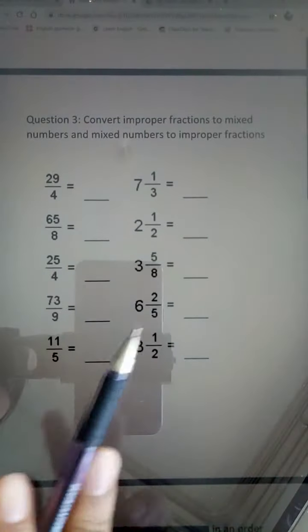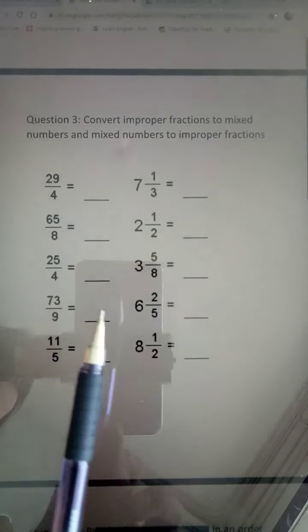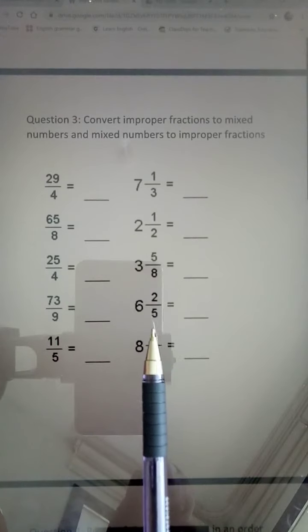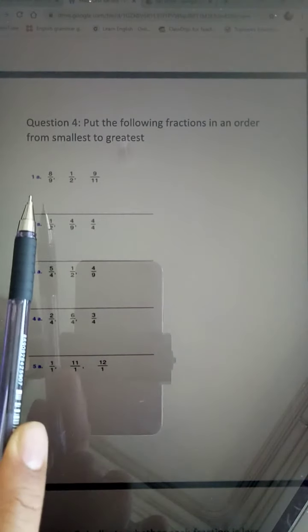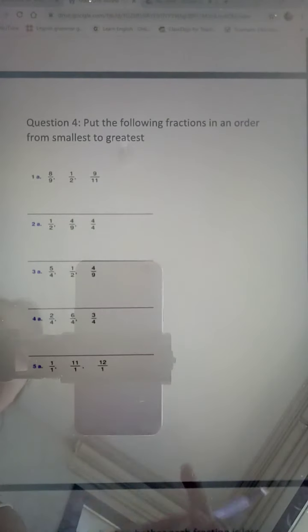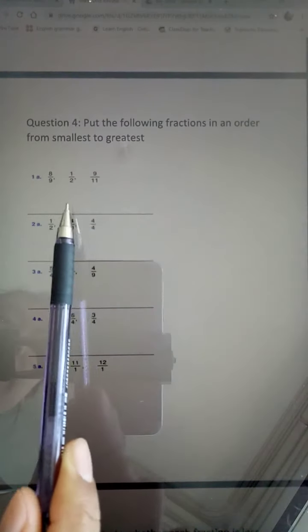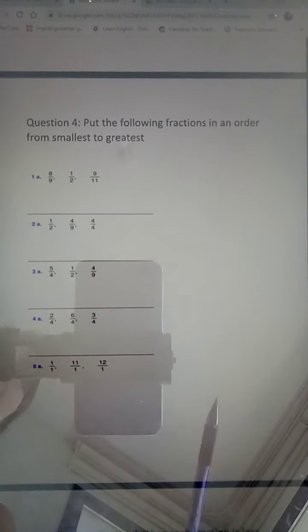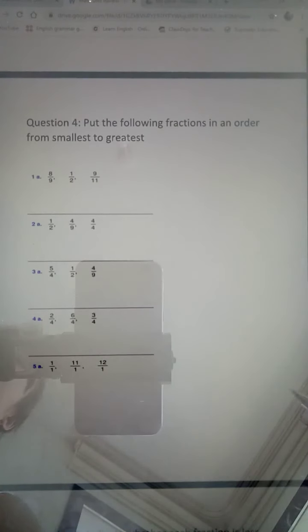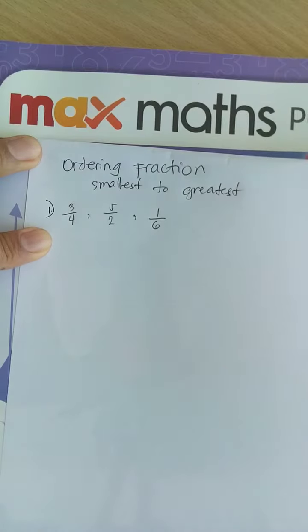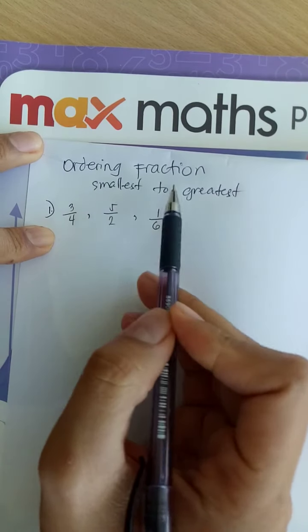Okay, so that's how you answer these two activities: converting an improper fraction to a mixed fraction and converting a mixed fraction to an improper fraction. All right, next we have putting these fractions in order from smallest to greatest. And we have examples here. They are fractions. Of course, I'm going to give you an example, but as a tip, it's better that you always convert them into decimals so that you'll see the value. Okay, so when ordering fractions, you always order from smallest to greatest.